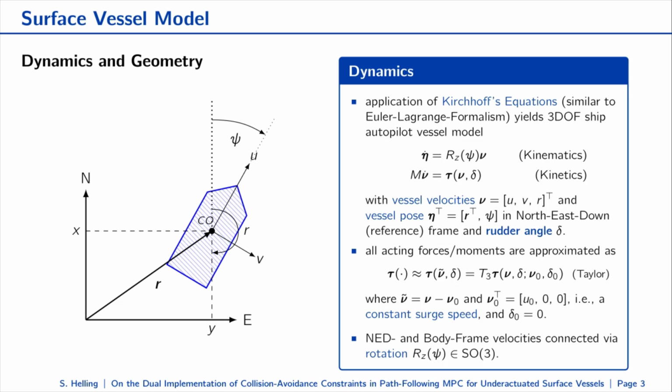The kinematic part of the model connects the vessel velocities to the reference north-east-down frame by means of a rotation matrix R. In this frame the position is given by x and y and the heading angle by psi, as can be seen on the left.